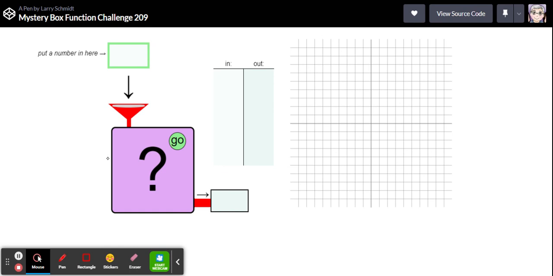In the purple box there is some mystery math and your challenge is to figure out what it is. You can use the link in the description to try this out, and when you think you've got an idea, come on back and see if we get the same thing.